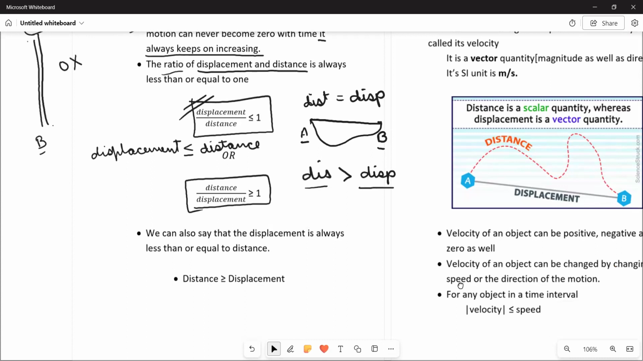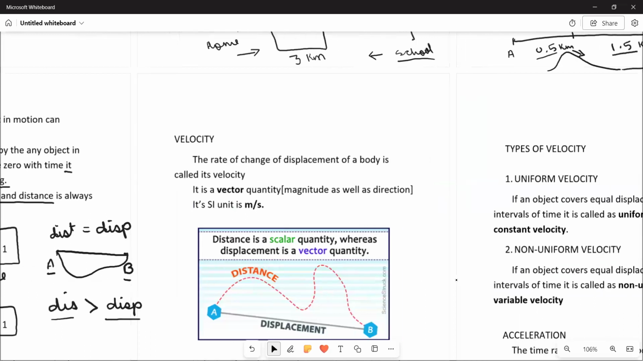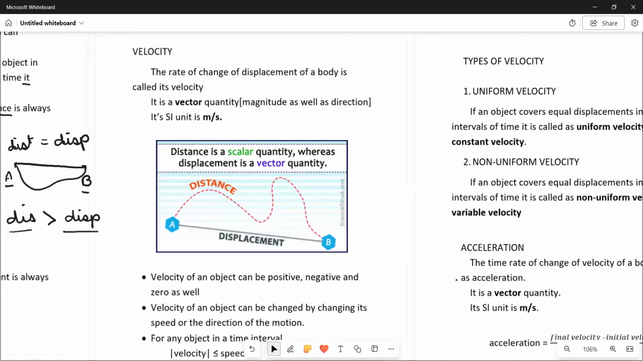Okay. And see, there is one more important line given over here. It says that we can also say that the displacement is always less than or equal to distance. See this. This is again a very important point. Make sure that you write this in your copy. And distance is always greater than or equal to the displacement. Now we discuss about the displacement.